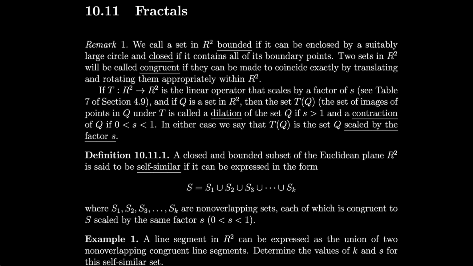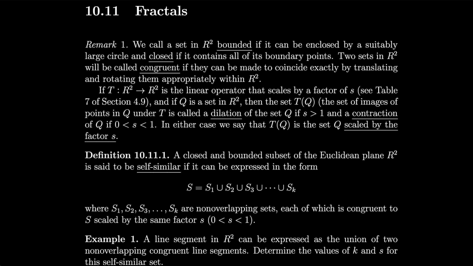Two sets in R2 will be called congruent if they can be made to coincide exactly by translating and rotating them appropriately within R2. If T from R2 to R2 is the linear operator that scales by a factor of S, see Table 7 of Section 4.9 that we did previously, and if Q is a set in R2, then the set T of Q, the set of images of points in Q under T, is called a dilation of the set Q if S is bigger than 1, and a contraction of Q if S is smaller than 1. In either case, we say that T of Q is the set Q scaled by the factor S.